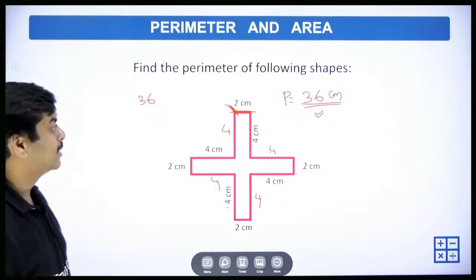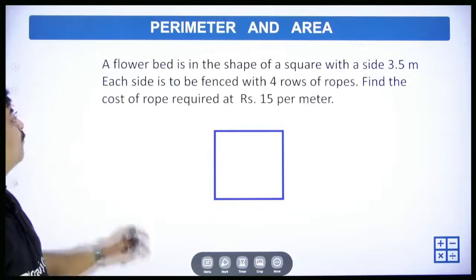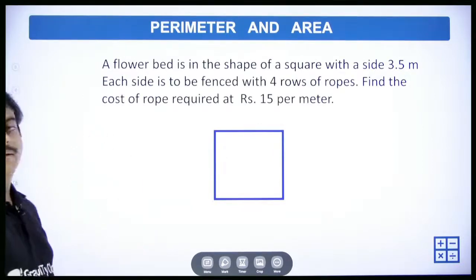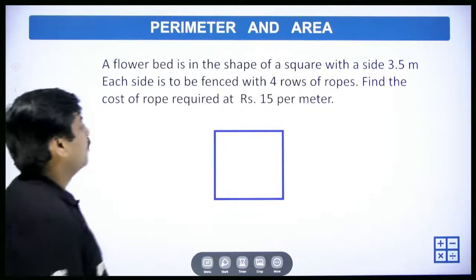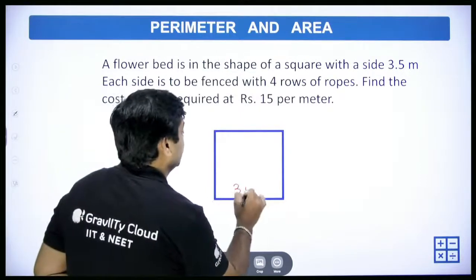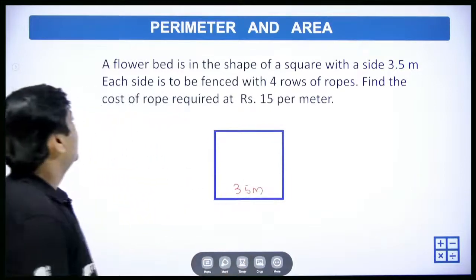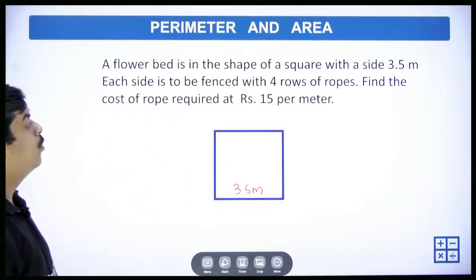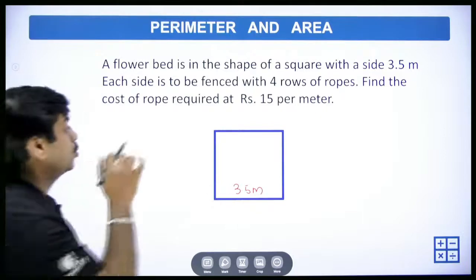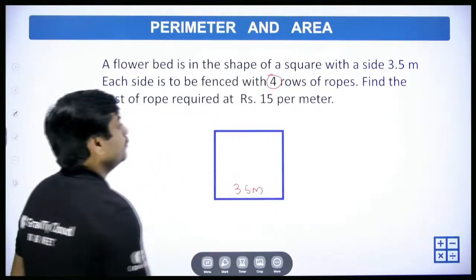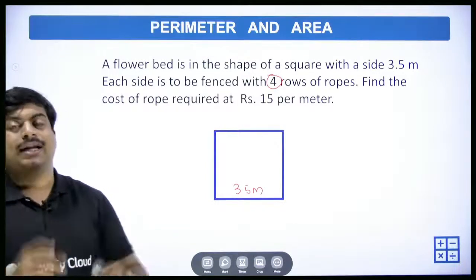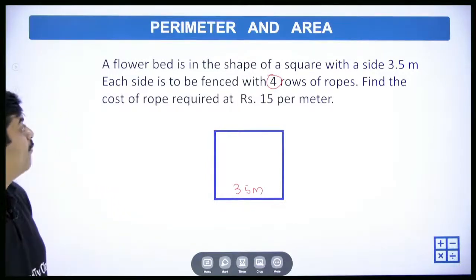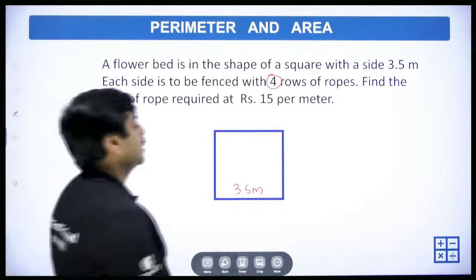Moving ahead, a flower bed is in the shape of a square. So this is completely a flower bed with a side of 3.5 meters. Each side is to be fenced with 4 rows of rope, careful. Find the cost of rope required at rupees 15 per meter. Once again, let's try to understand the question. A flower bed is in the shape of a square with side 3.5 meters. So what is the complete perimeter?